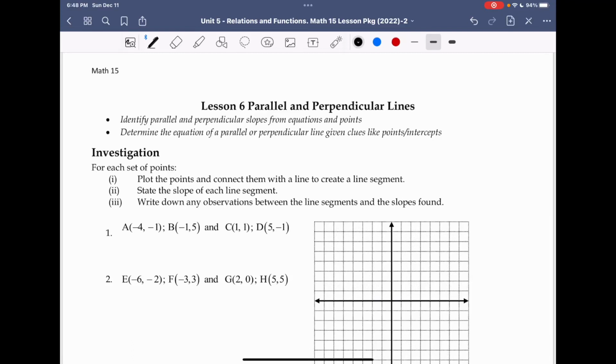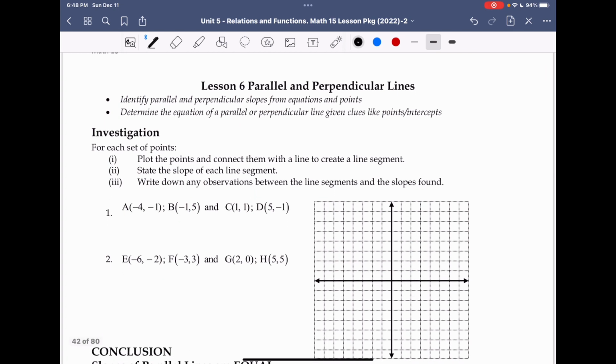All right, so now we move on to lesson 6 of relations and functions, and it's dealing with parallel and perpendicular lines. Now, the nice thing is up until this point, we've dealt with slope formula, we've dealt with slope-intercept form. We have all the tools we need. Now it's just figuring out what does it mean to have parallel lines, what does it mean to have perpendicular lines, and what does that mean about their slopes.